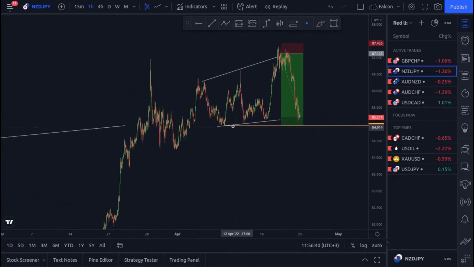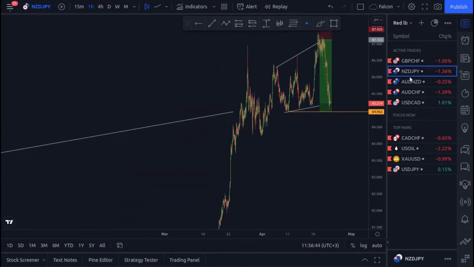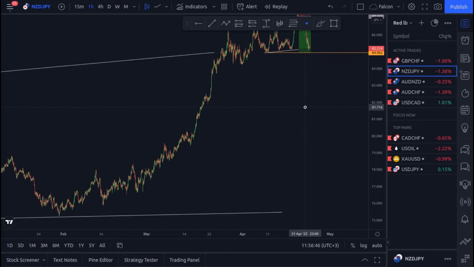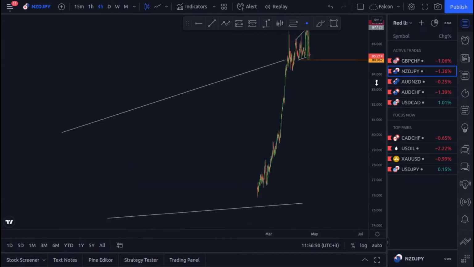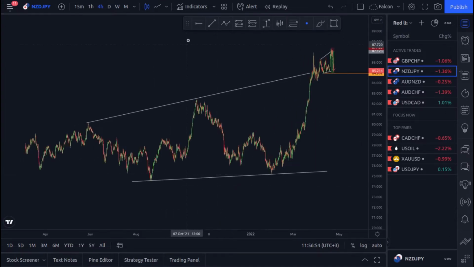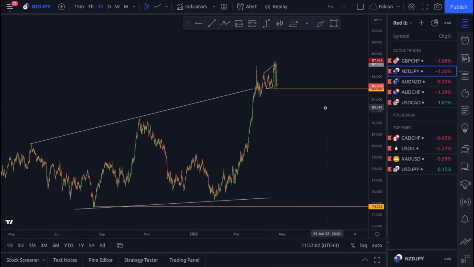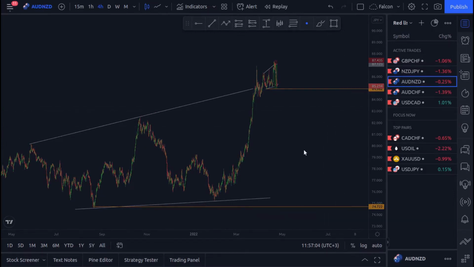So my first target will be this 90% rule over here, which we are about to reach. But my overall target is all the way down in these areas because this pattern is quite big. I'm expecting this pair to reach all the way to these areas over here. So this is my overall target down in these levels. So next we're going to go through Aussie Kiwi.